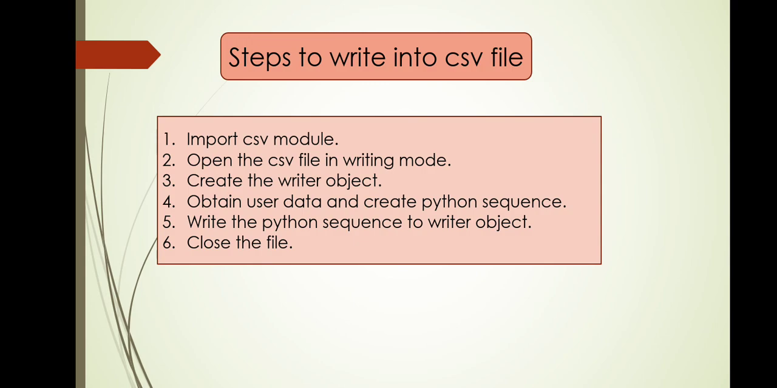Then we will take the data as input from the user and create a Python sequence. It could be a list, it could be a tuple. Then that sequence will be written to the writer object, which will internally write it to the CSV file. Finally, we will close the file.